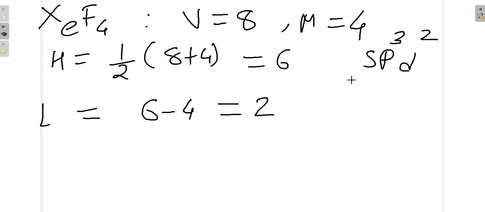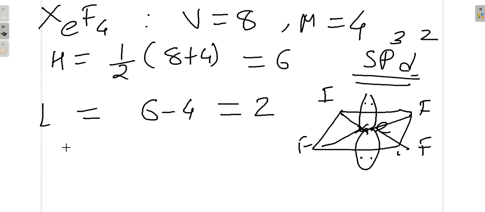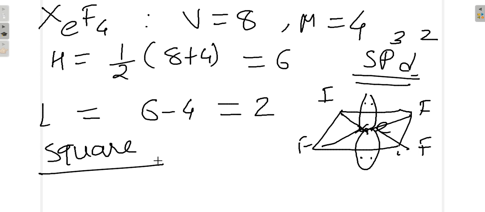Now sp3d2 is octahedral, that is square bipyramidal, and in square bipyramidal I told you the lone pairs go above and below the square. So if you have a situation like this, one lone pair will go above, one lone pair will go below. This will be Xe. So F will be here, here, here and here. The shape will be simply a square, and since it is in one plane only, we can call it square planar.